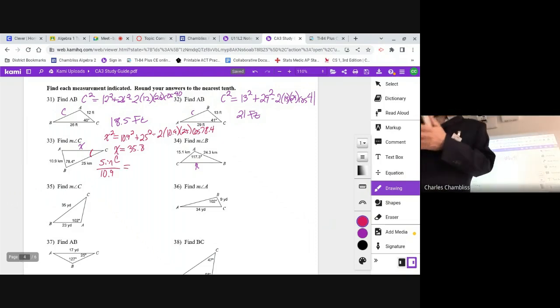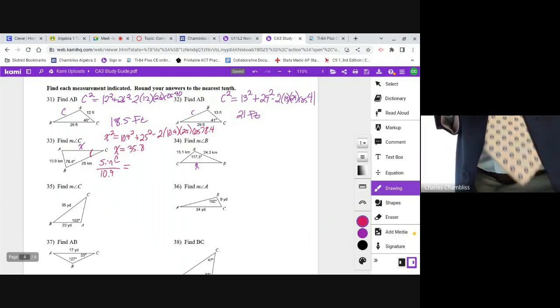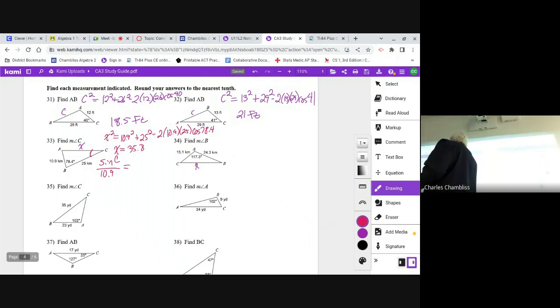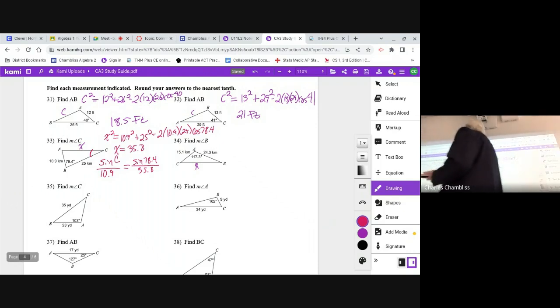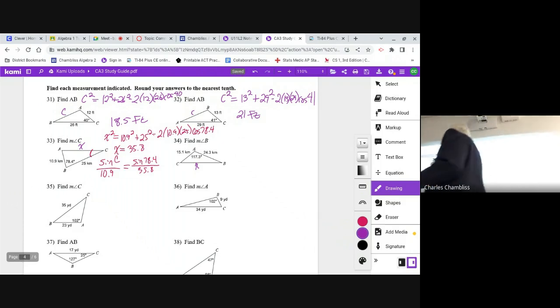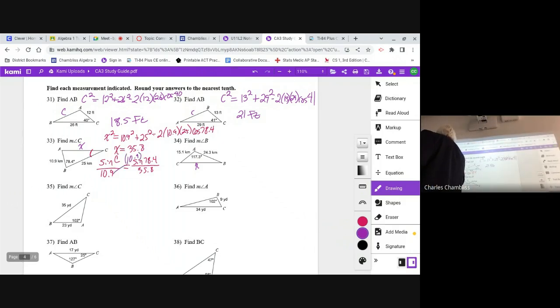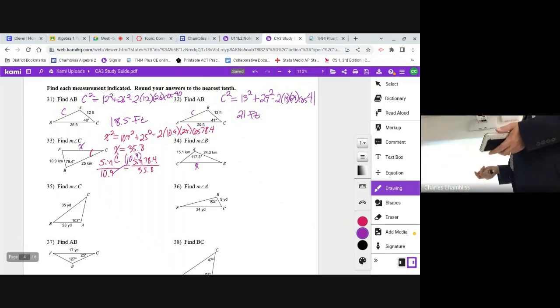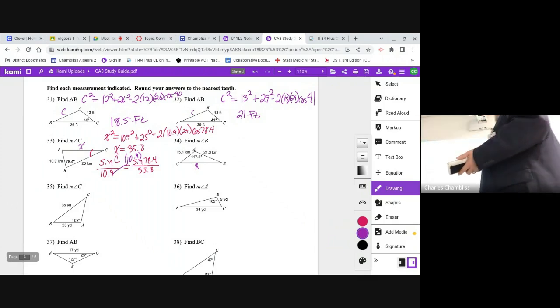equals sine 78.4 over 35.8, the x that I just found. Cross multiply, that's going to move the 10.9 over here. So sine C equals 10.9 times sine 78.4 over 35.8.